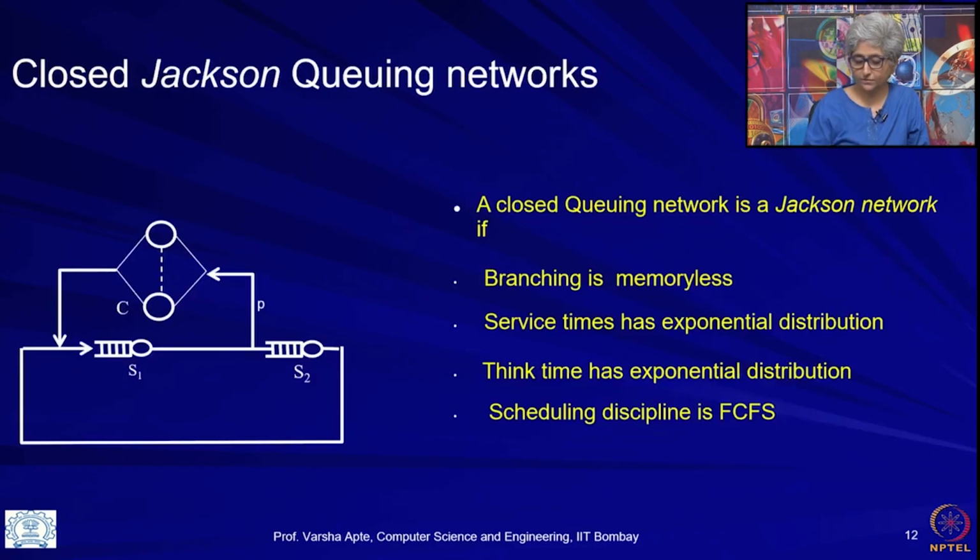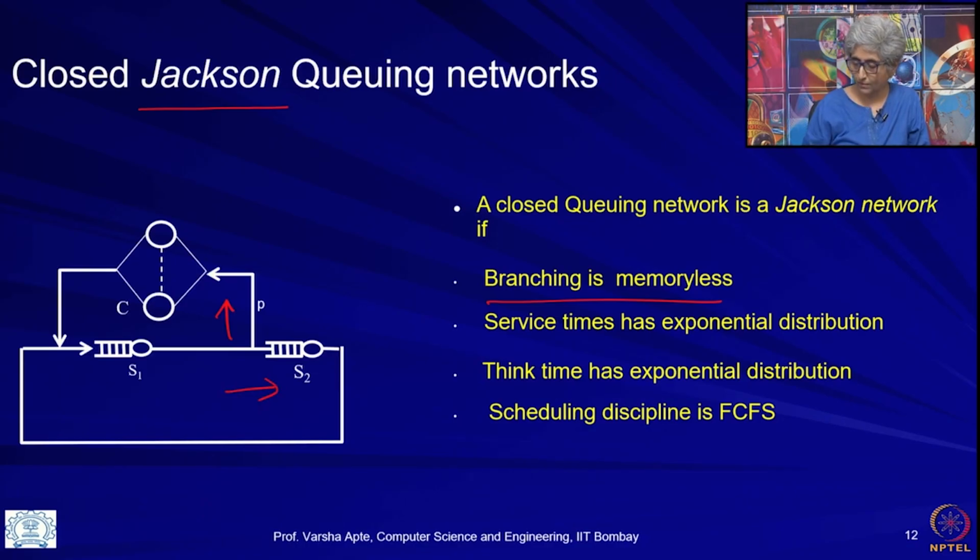Further there is a kind of queuing network which is the Jackson queuing network. This is again very similar to the open Jackson queuing networks. The assumptions required are almost the same. A closed queuing network is a Jackson queuing network if the branching is memoryless. This branching of going back here versus here or any other kind of branching that might be there in the queuing network.